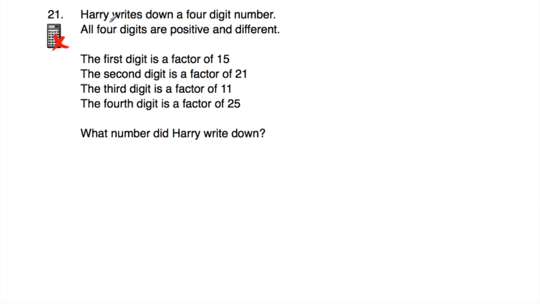Okay, let's have a look at our next question, question number 21. So I really like this question. We're told that Harry writes down a 4-digit number, and all 4 digits are positive, so there's no zeros, and they're different to each other. So all the 4 digits are different.